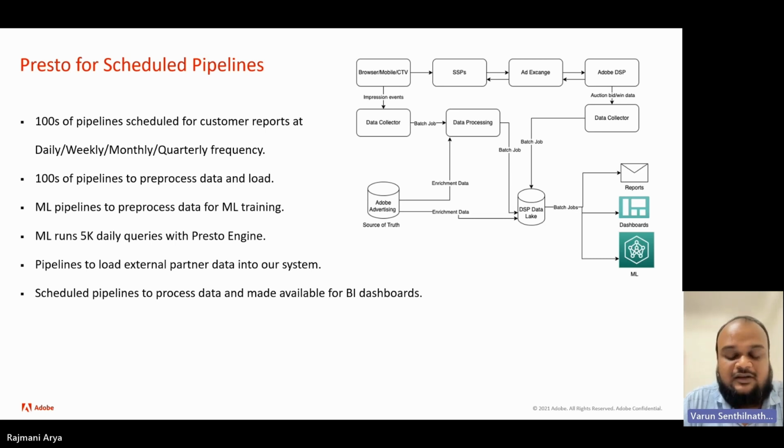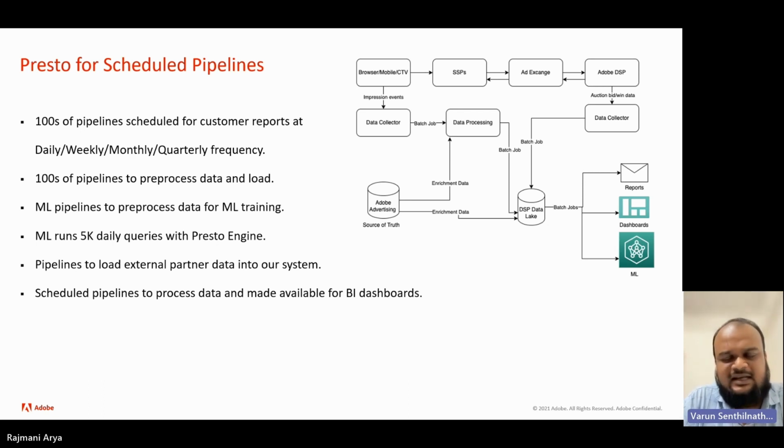So we use Presto extensively in converting them into usable forms. Now, these pipelines run on a weekly, daily, or monthly basis. They process data ranging anywhere between a couple of gigabytes to several terabytes.